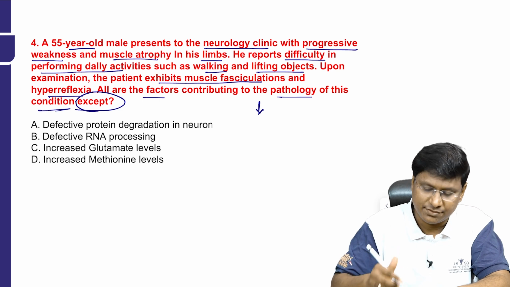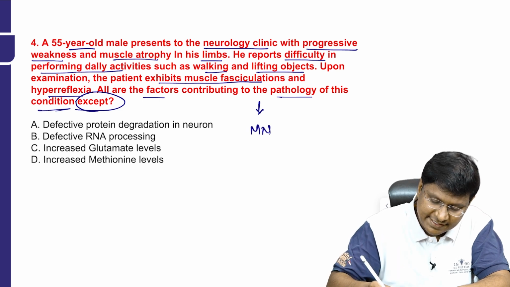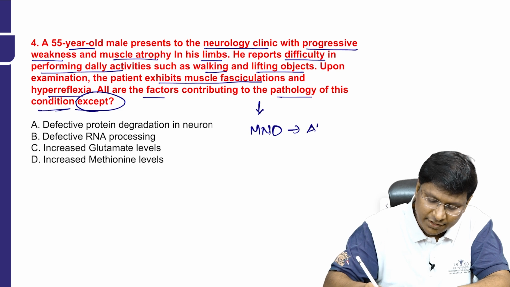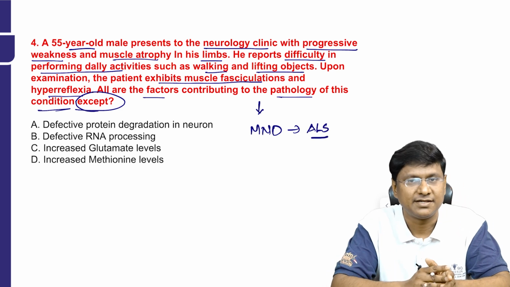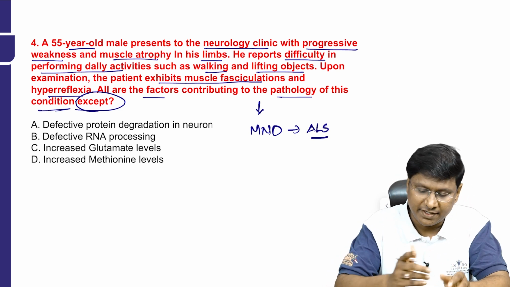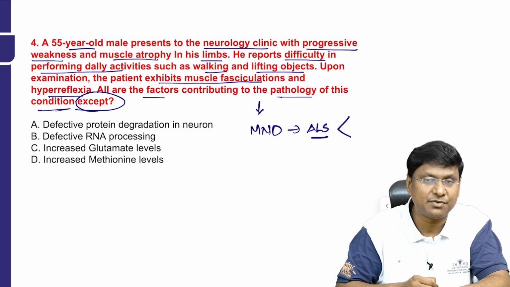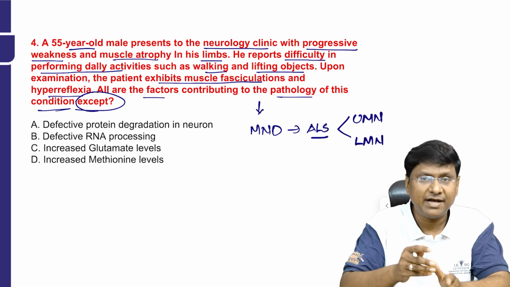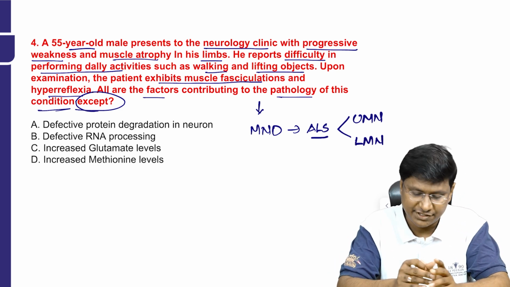See, this particular question, the diagnosis is suggestive of motor neuron disease, and that too, which type of motor neuron disease? That is amyotrophic lateral sclerosis. Why is it amyotrophic lateral sclerosis? Because in amyotrophic lateral sclerosis, you have the features of the upper motor neuron lesion and you have the features of the lower motor neuron lesion as well.